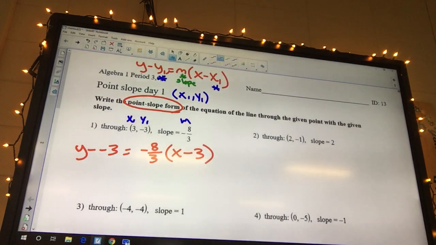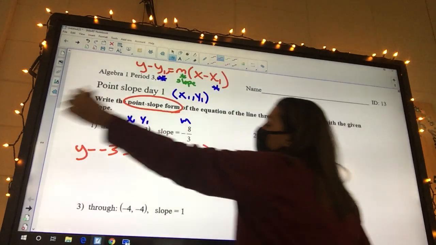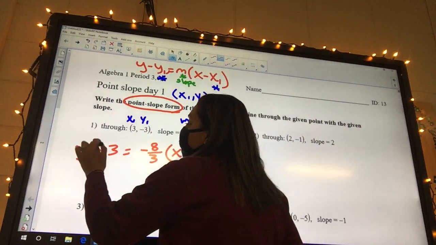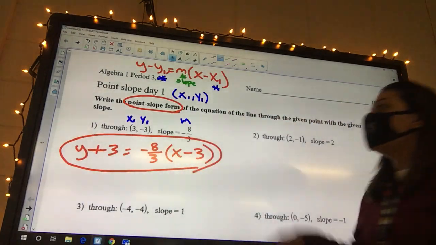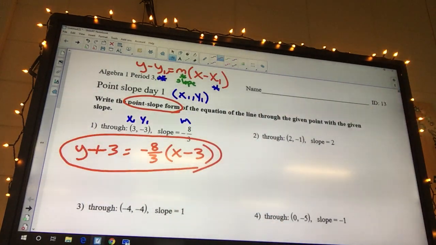Take a second to look at that. See what we did, where we plugged stuff in, how we plugged stuff in. The only thing that we can change or should change is going to be that minus. And what's a minus? Plus. Yeah, it's going to be plus. And this is our answer. This is what our answer should look like, because they want the answer in point slope formula.